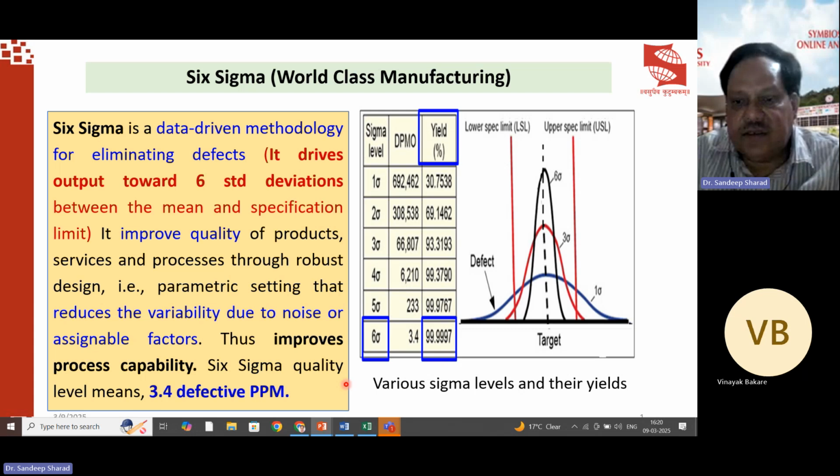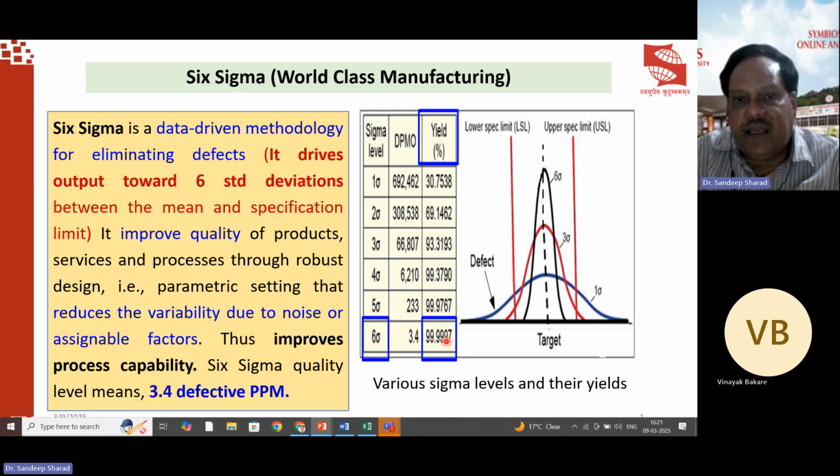If we go with the graphical representation, it shows that at 1 sigma the defects per million are 691,462 and the percentage yield is only 30%. At 2 sigma, it is almost 308,538, so the yield is 69%. At 3 sigma, the defects are around 66,807 and the yield is 93%. At 4 sigma, 6,210 defects and the yield is 99.3%. At 5 sigma, 233 defects and 99.98% yield. At 6 sigma, it is 3.4 defects per million, and the yield is 99.9997%.